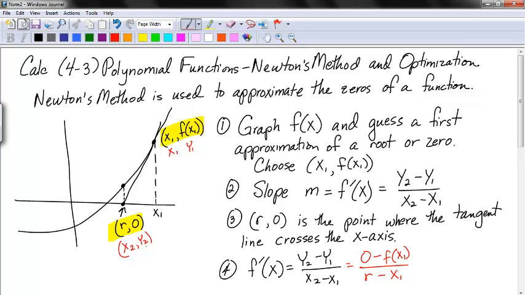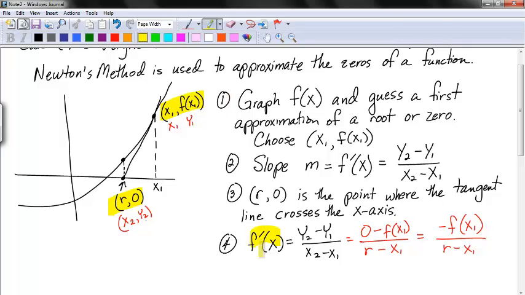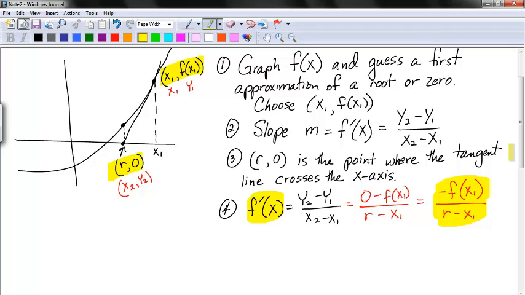Okay? So if I simplify the top part, that 0 drops out. It's just negative f of x sub 1 over r minus x sub 1. And that is equal to the first derivative. Okay? Now what we're trying to figure is, where does it cross the x-axis? Okay? If you cross multiply, let me write this again. If you take f prime of x and set that equal to a negative f of x sub 1 over r minus x sub 1, think of this as over 1.